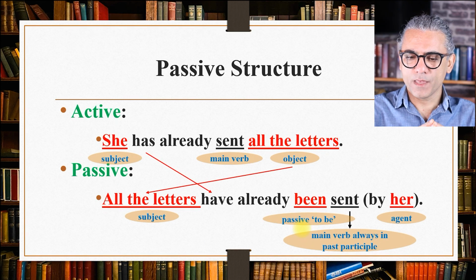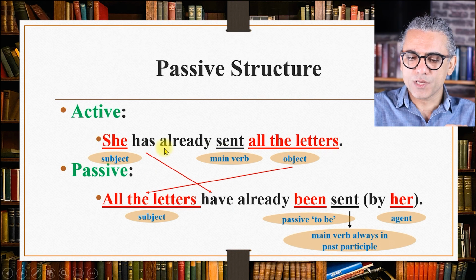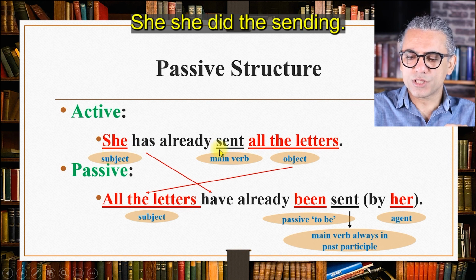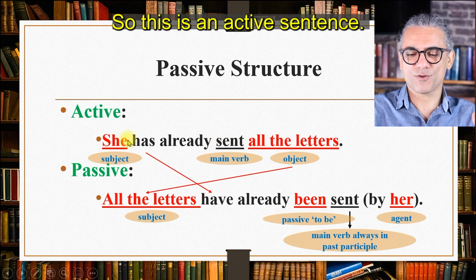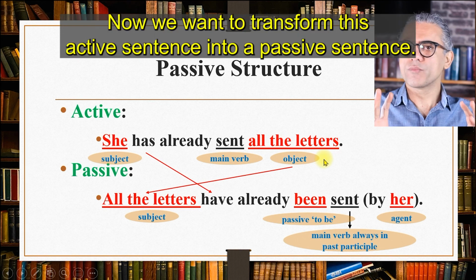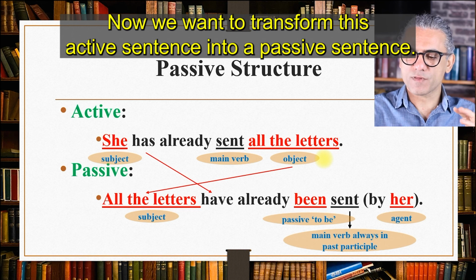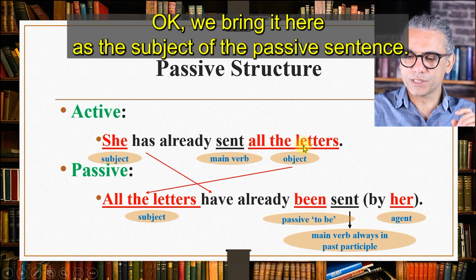Another example. The active sentence is, she has already sent all the letters. She is the subject. She did the sending, so she is the subject and the agent. So this is an active sentence. And then sent is the main verb. All the letters is the object. Now we want to transform this active sentence into a passive sentence. We use the object, all the letters, and we bring it here as the subject of the passive sentence.